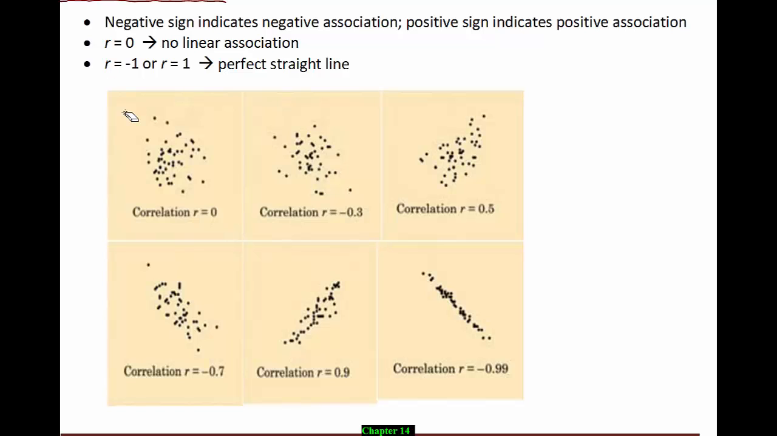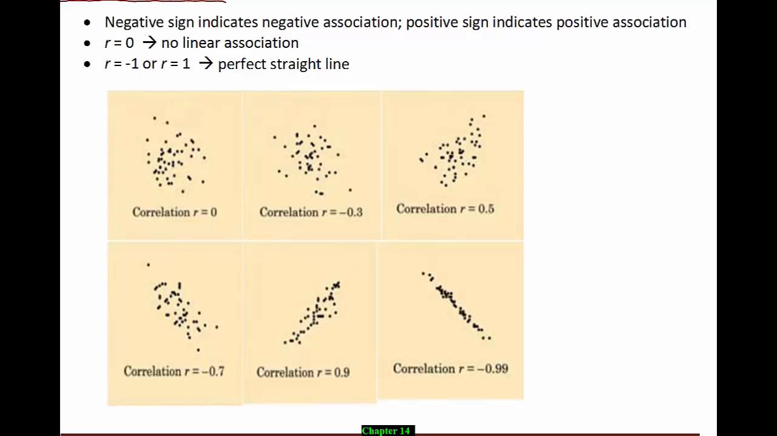Now the next scatter plot has a correlation of -0.3. The minus sign tells us it's a negative association, so it's a downhill trend. And the 0.3 is closer to 0 than it is to 1, so it tells you the points are pretty scattered around the line. This is a weak linear association.